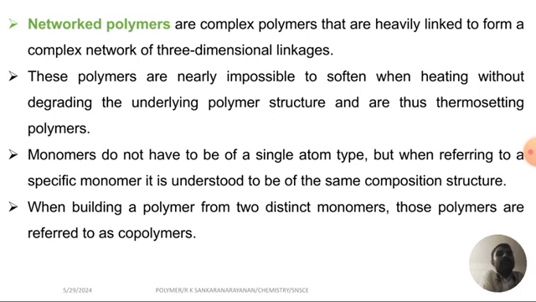A monomer does not have any single atom type, but when referring to a specific monomer, it is understood to have the same composition and structure. But in a polymer with two distinct monomers, those polymers are referred to as copolymers.